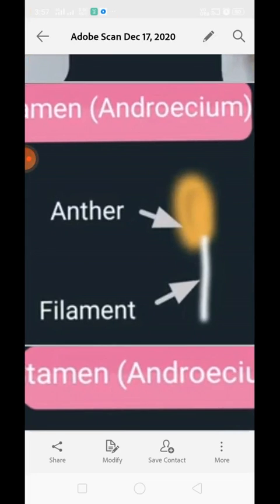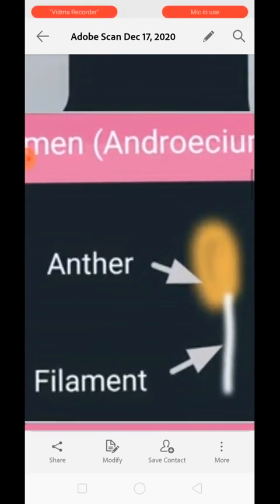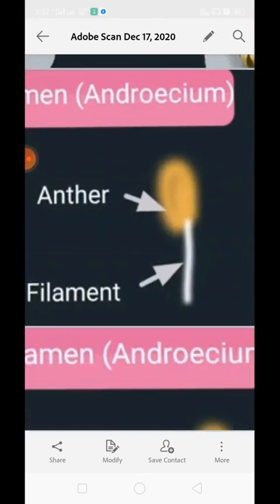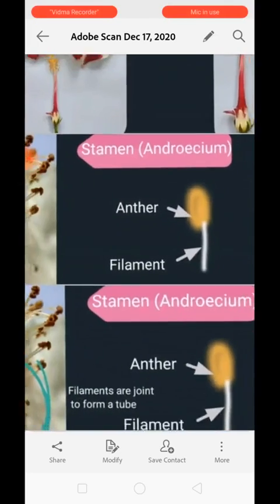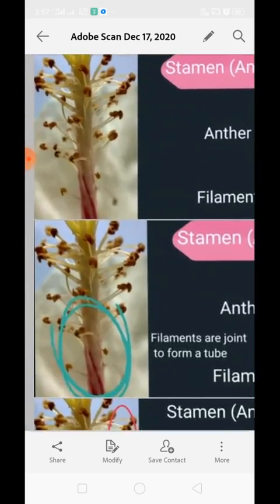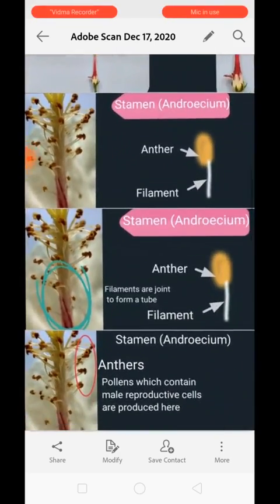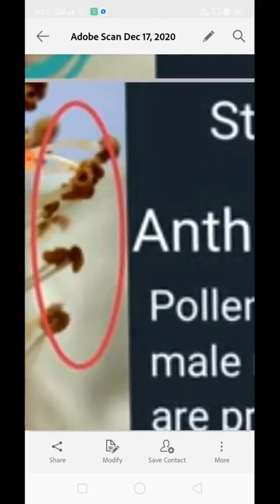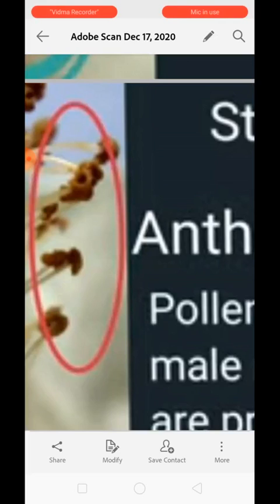It has two parts. The upper top region is known as anther, whereas the lower pipe-like structure is known as filament. In the case of hibiscus, the filaments fuse together to form a tube which surrounds the style of the female part. Now these are the anthers of the flower, which are present at the top of the filament. When they mature, pollen grains are released from here.